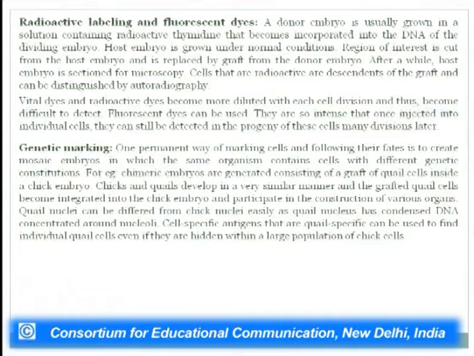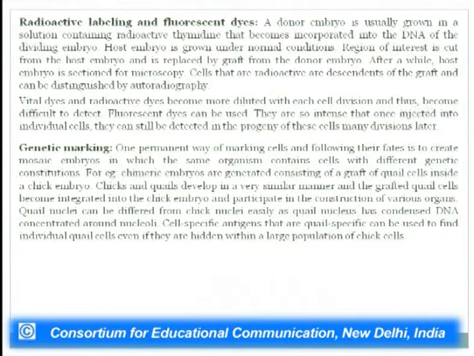Genetic marking is basically when you create mosaic embryos in which two different tissues derived from different organisms are put into one. So, the same organism contains cells with different genetic composition. The quail and the chick which we are talking about are two organisms that develop very similarly, but their genetic composition is different. The chick and quail develop in a very similar manner, and the grafted quail cells become integrated into the chick embryo and participate in the construction of various organs.